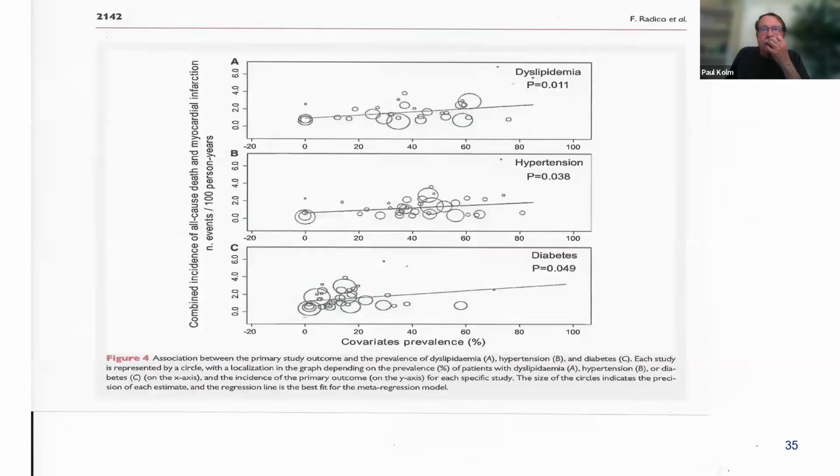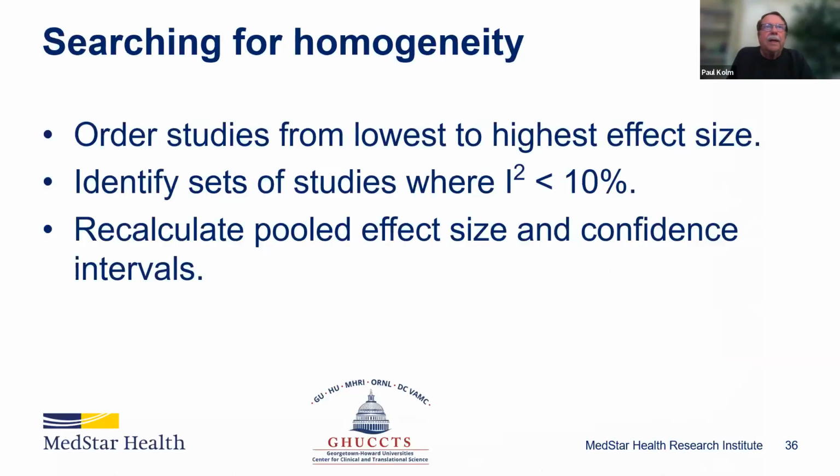And so this just illustrates a plot, how they look at the covariates, with the regression lines drawn in. The smaller the circles, the larger the studies; the bigger the circles, the smaller the studies. And so what I did in looking at the homogeneity issue here was to order the studies from the lowest to the highest effect size.